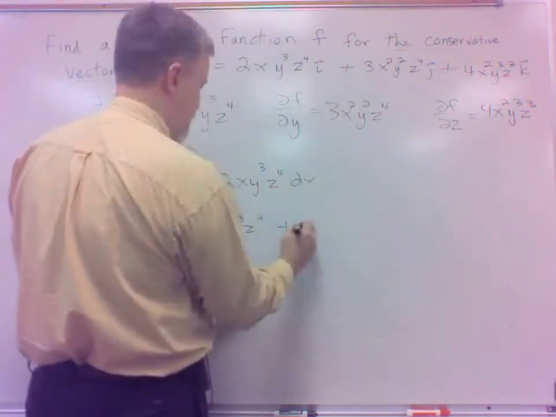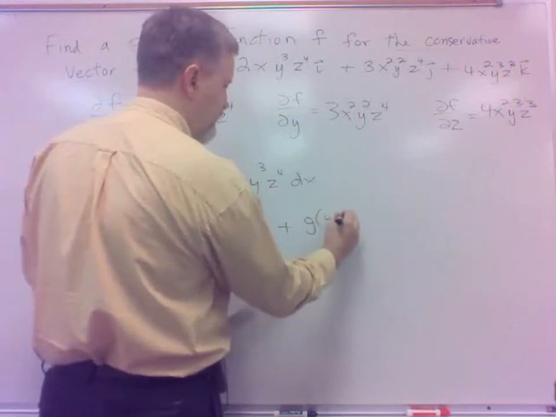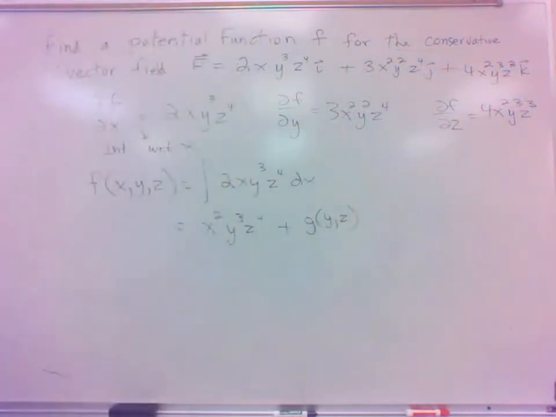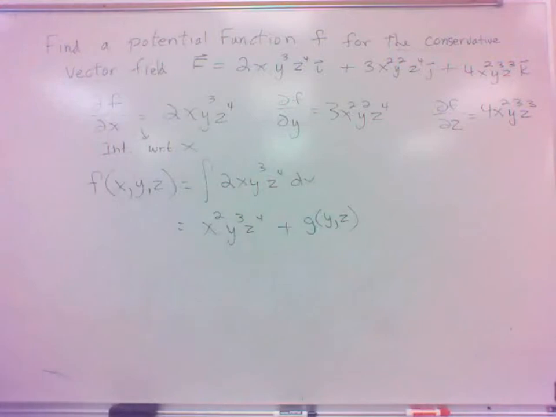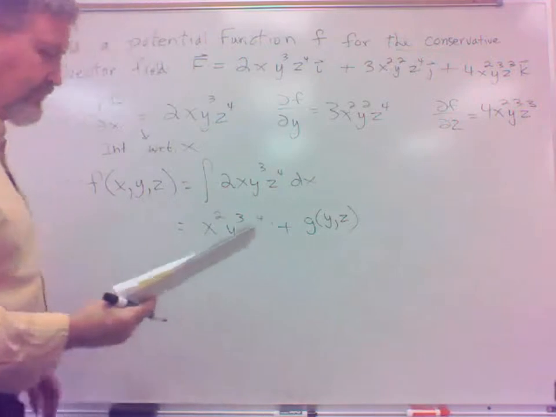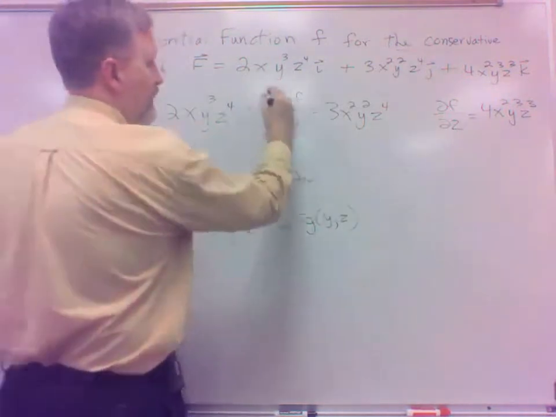Also, this is a function. Since we're calling that one f, let's call this one g. It could be some function of y and z. So it could be y cubed plus z cubed, or, you know, plus a constant. We just don't know. That's all we can say right now. It's something in terms of y and z.